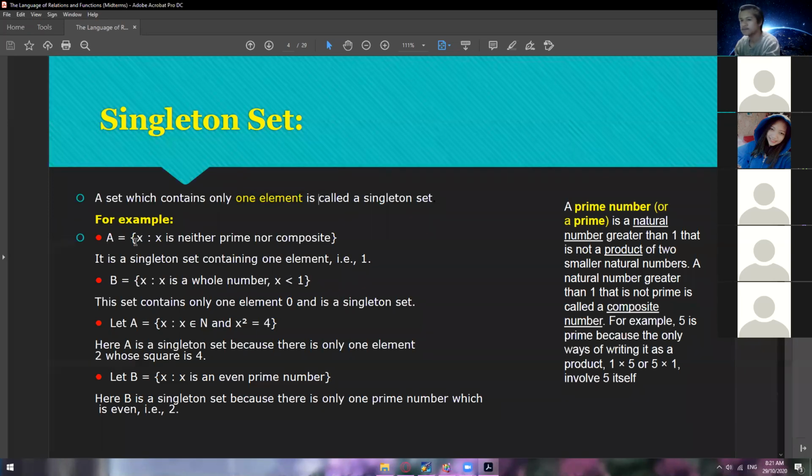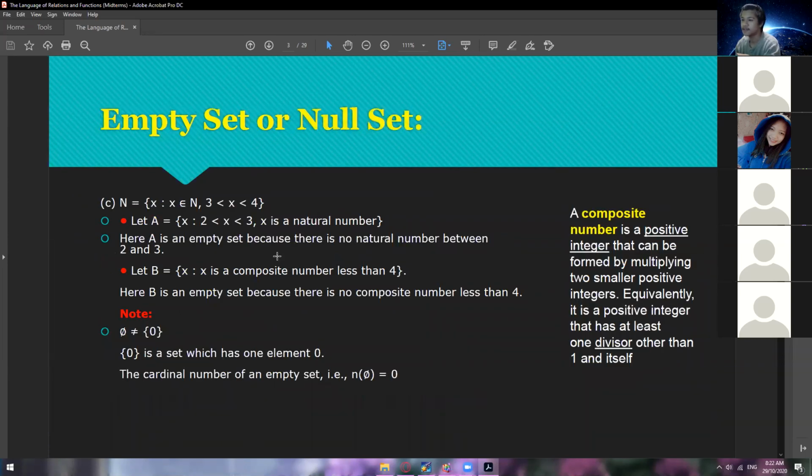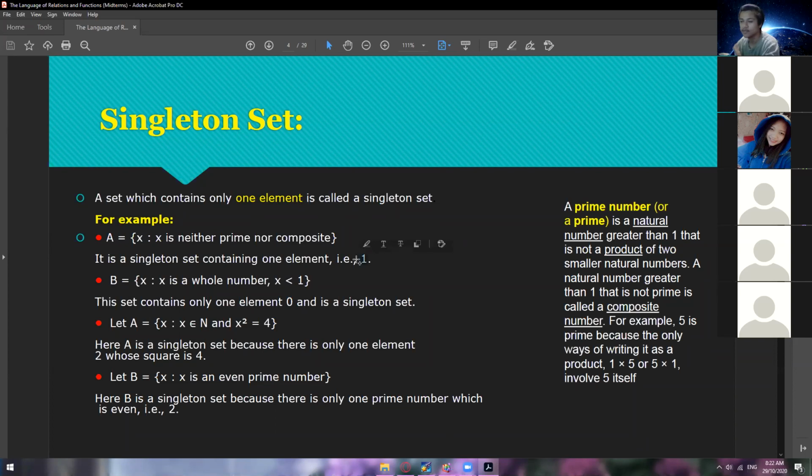For example, A is a set wherein it has an element that is neither prime nor composite. So it is a singleton set containing one element, 1, because this one is not a prime number and also not a composite. This one is not actually included in composite numbers. Composite numbers have the characteristic that they can be divided by more than just itself and 1, but here 1 is only divisible by itself and by 1, which is of course the same. So this one is not under composite.